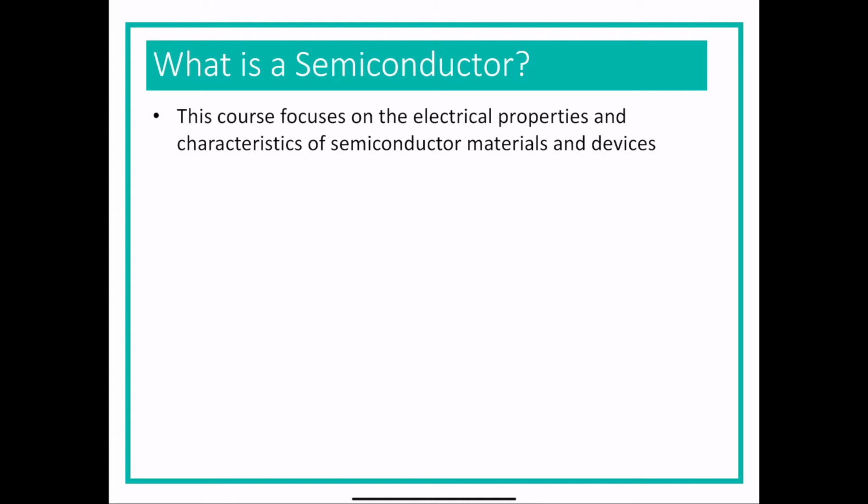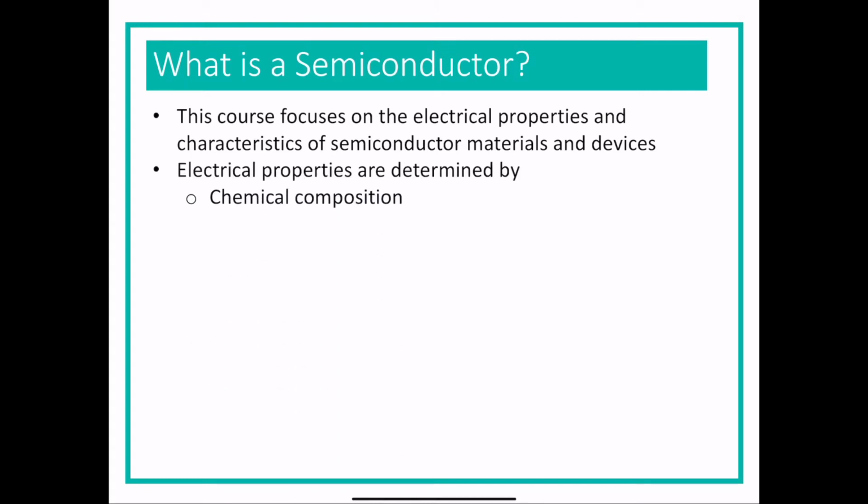The electrical properties are determined by the chemical composition of whatever particular material you're using, and we'll talk a little bit more about that, and how the atoms are arranged in the solid. And that also we will talk about quite a bit. There are all kinds of materials that are used in electrical devices.